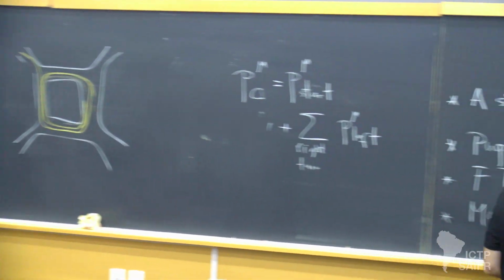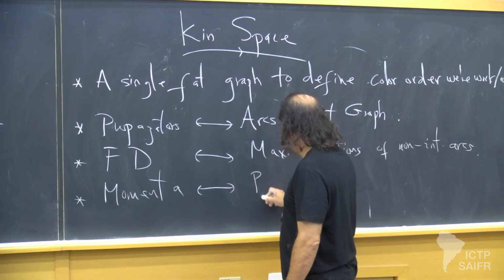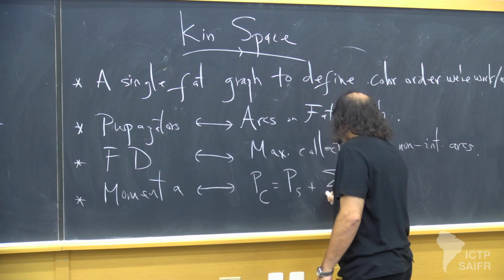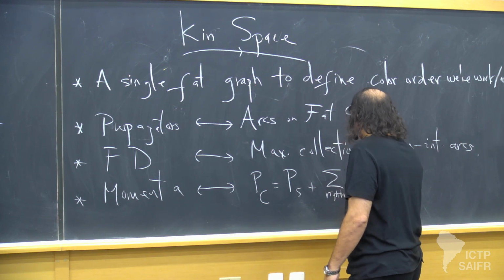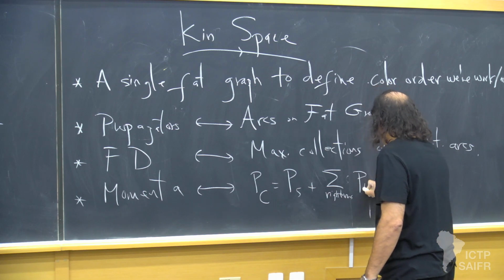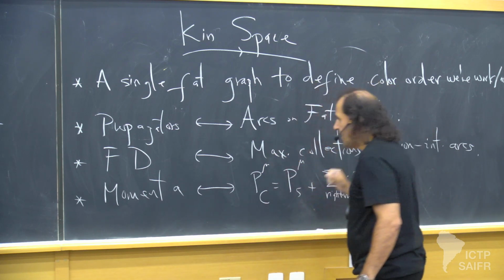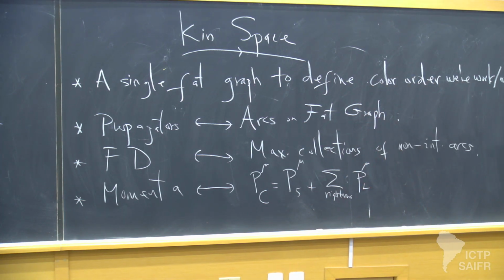All right, so momenta are associated with this P for any curve x equals P start plus the sum over right turns P left. And now we're really done. Okay? This is our playground for the rest of today.